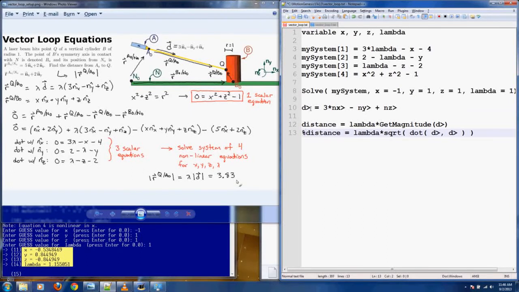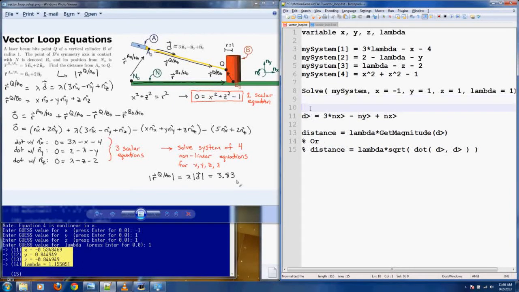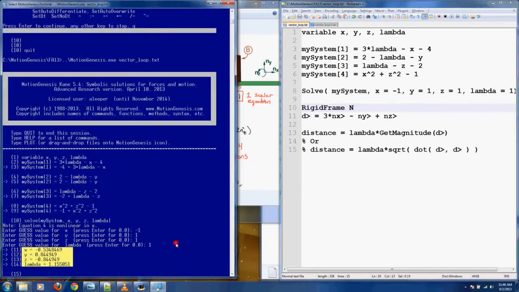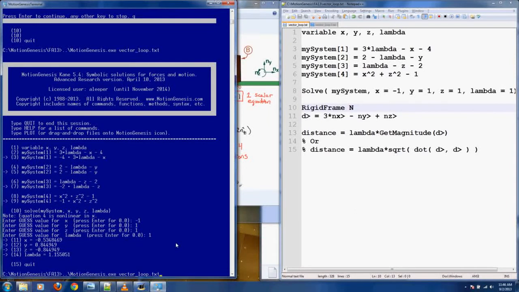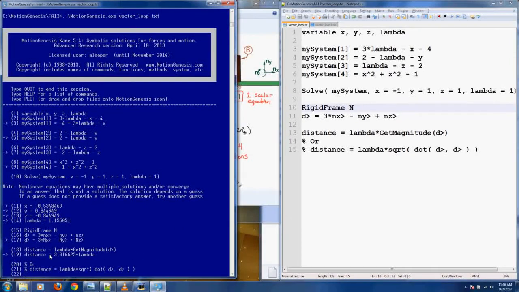So before we run this, you may have noticed I didn't actually define what nx, ny, and nz are. So here, I actually need to say, okay, I have a rigid frame, it's called N, so this command will actually define those three unit vectors, and it will know that those unit vectors are orthogonal to each other. So we can come back over here and run it again, and we'll notice that it's doing something slightly irritating, which is actually trying to keep it in symbolic form.